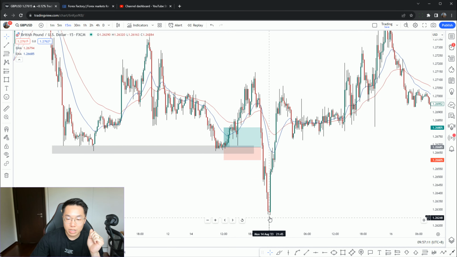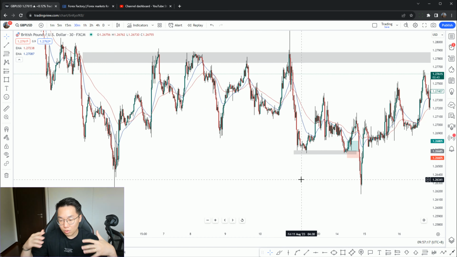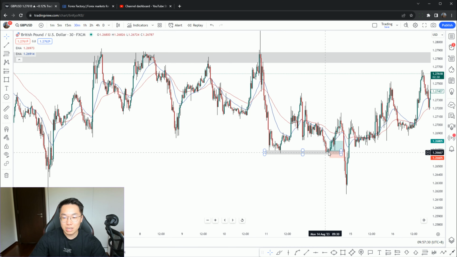Then right after I went to bed, the next morning I saw that price was actually still valid, because every week I create a weekly game plan, a video for my community members, and I tell them exactly what scenarios I am expecting on these pairs. On GU, we got two different scenarios. The first scenario was price tests this 126.67, then we push all the way back to 127.80.